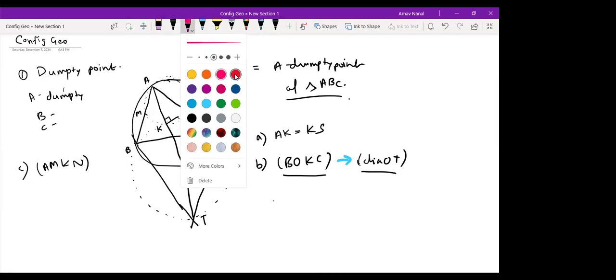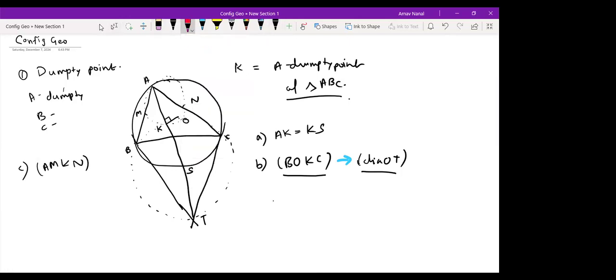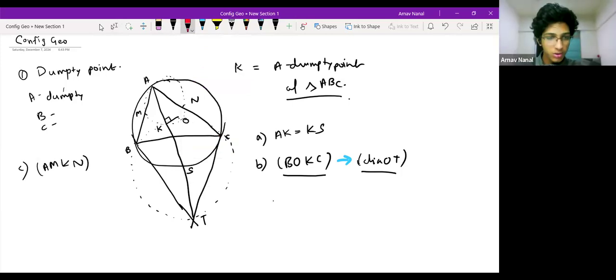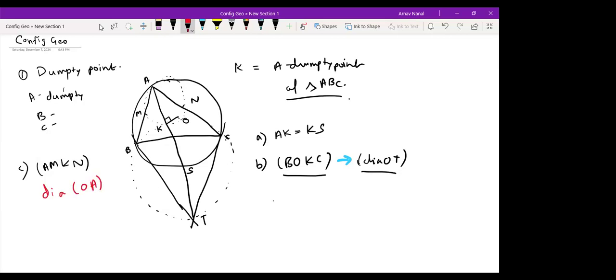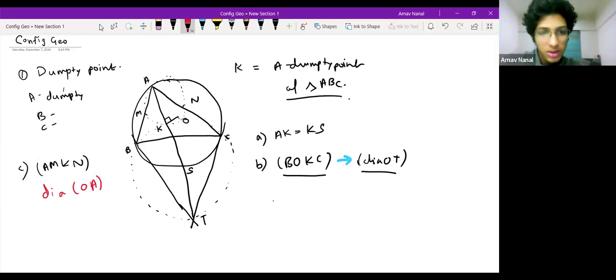Again, we can use the same idea on AOMNK. So AOM, yes, so this is diameter. Diameter is AO and 90 degrees at K. Also, one more way you can identify this is homothety centered at A with ratio half. So B goes to M, C goes to N, and K is the image of S. So that's the circle.